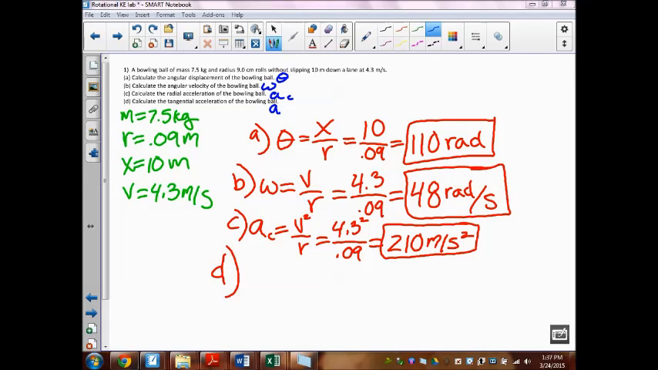And then lastly, D, that's just your regular old acceleration. Now, it doesn't tell us that this is a ball that is speeding up or slowing down. It's just rolling down a lane, not rolling down a ramp. Its angular acceleration is 0. Its linear acceleration must be 0. It's not speeding up or slowing down. So D is just 0.